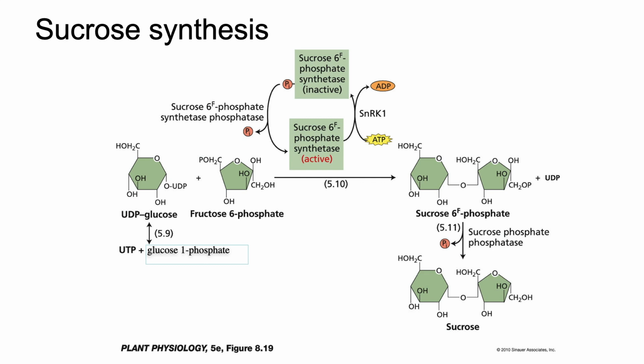Sucrose synthesis utilizes one of these hexose phosphates, glucose 1-phosphate. Glucose 1-phosphate, along with UTP, is converted to UDP glucose. Sucrose 6-phosphate is produced from UDP glucose and a fructose 6-phosphate. Sucrose is produced once the phosphate group is removed by the sucrose phosphate phosphatase.